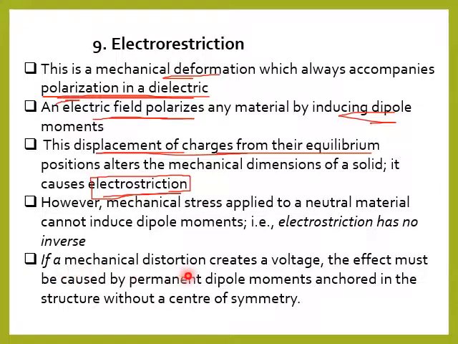If a mechanical distortion creates a voltage, the effect must be caused by a permanent dipole moment anchored in the structure without a center of symmetry. Sometimes due to this mechanical distortion, a voltage can be created, and this creation of voltage is due to the presence of permanent dipole moments which are created in a structure without a center of symmetry.